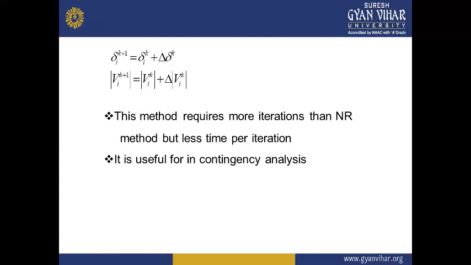This method requires a large number of iterations as compared to the Newton-Raphson method. But the time consumed per iteration is less as compared to Newton-Raphson. So this method gives faster convergence compared to the Newton-Raphson method, though it has a large number of iterations in the system. Another advantage is that it is very useful for the contingency analysis. For contingency analysis, this fast decoupled method is very essential.